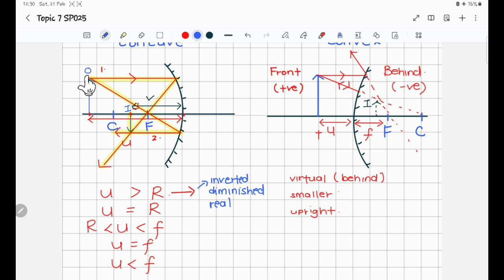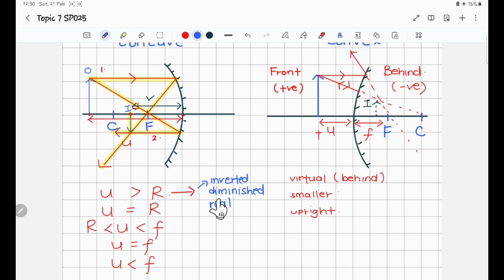Object is upright. Object is upwards, but image is downwards. Diminished means the image produced is smaller with respect to the object. So we can see from the size of the object and image here, which is slightly different in the height, where the image is smaller compared to the object.